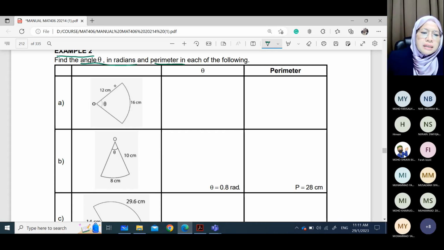So perimeter means that ukuran bagi lilitan. Okay, so maknanya ukuran ni adalah 12. Kat sini kita letakkan X. So the perimeter, it is about 12 plus 16 plus X. Okay. So untuk dapatkan X ni apa? Apa nilai X kat sini?